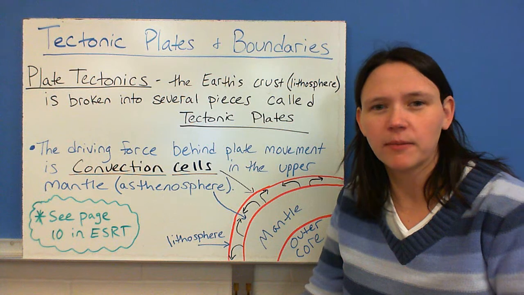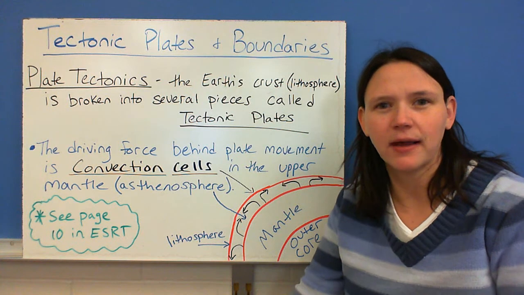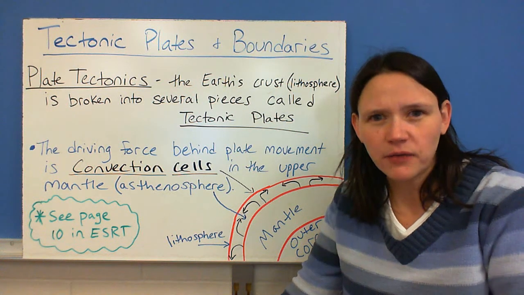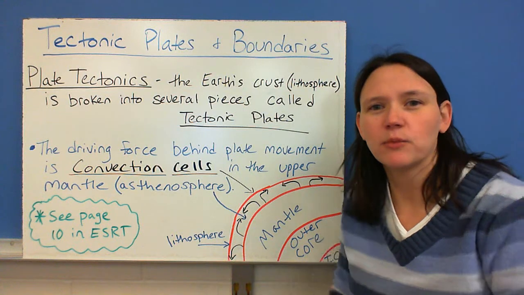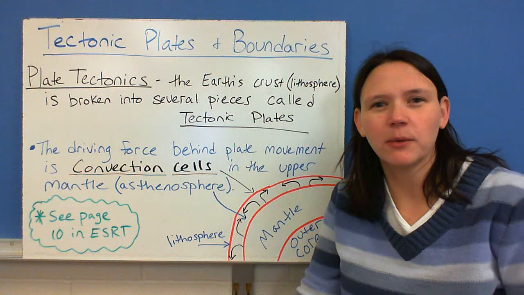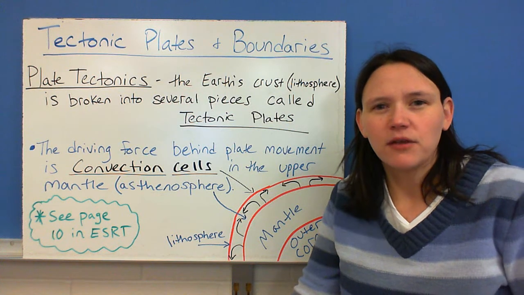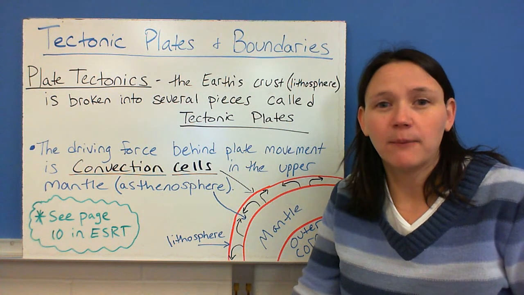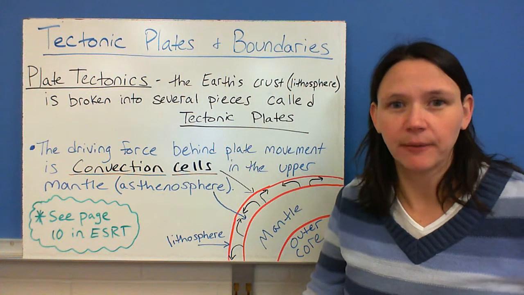Today we're going to be talking about plate boundaries and plate tectonics. We've already talked about how the Earth is broken up into plates and they're moving around during a process called continental drift. But what we're going to get into today is more about how that's happening and what happens at some of the different plate boundaries.